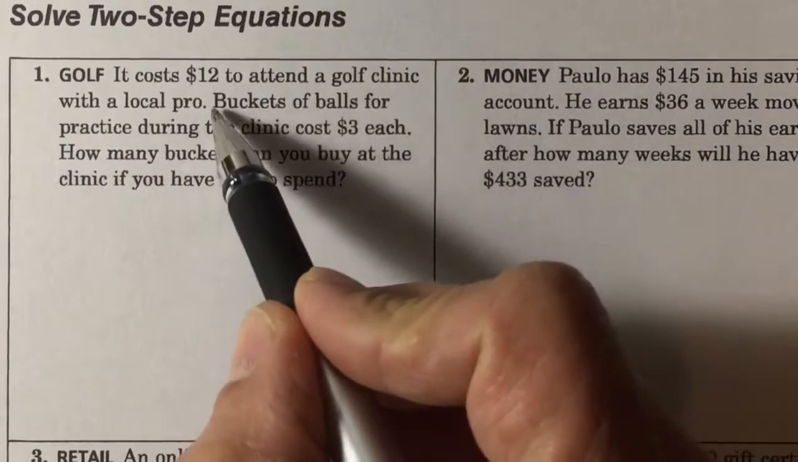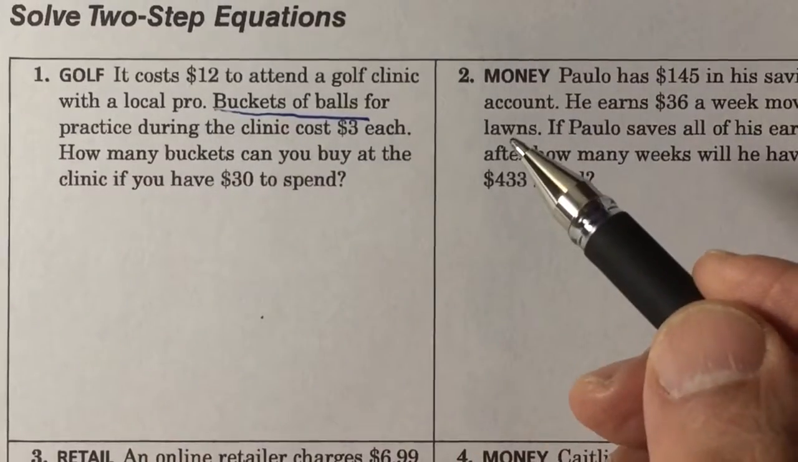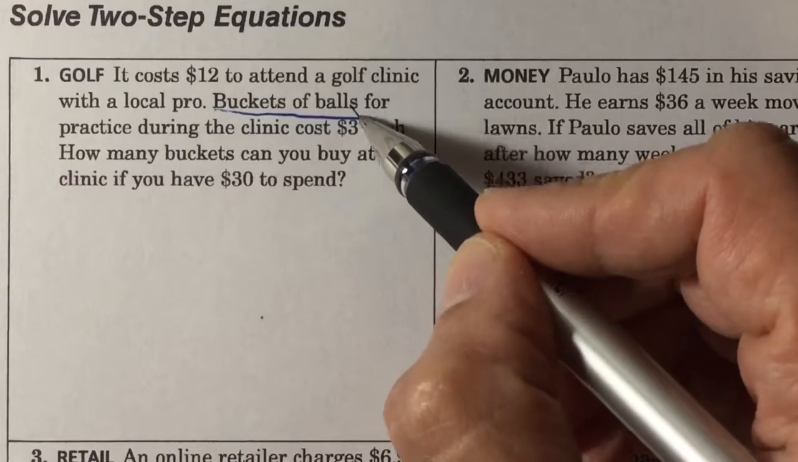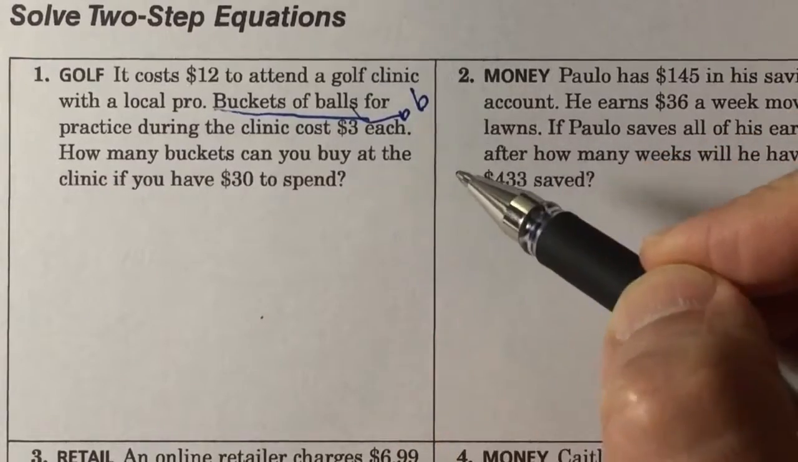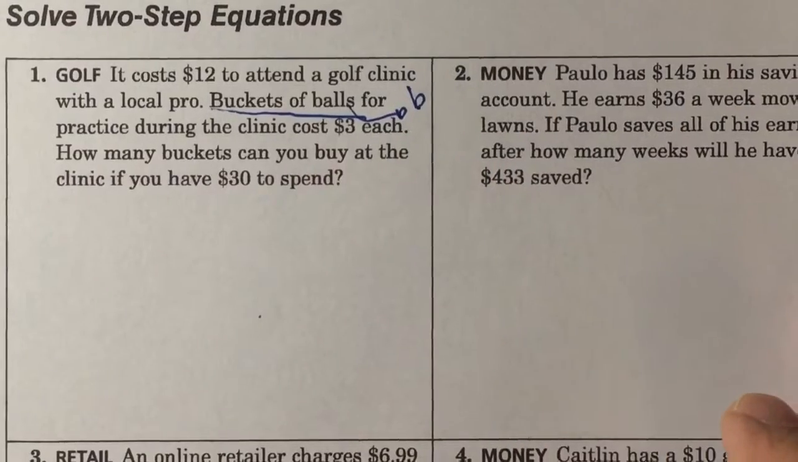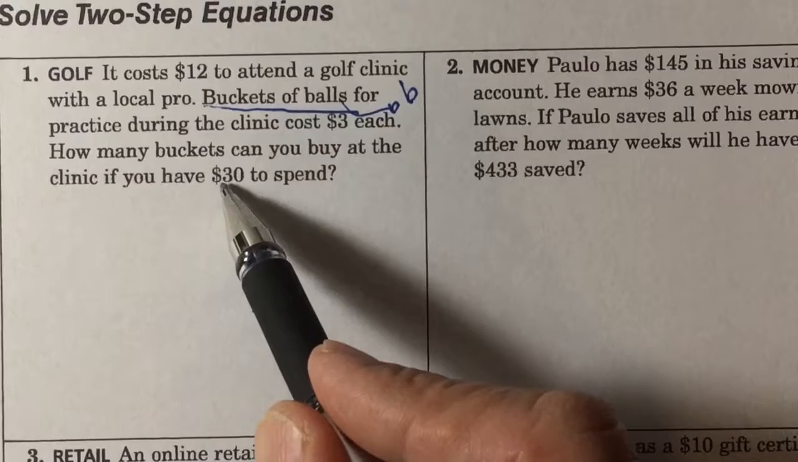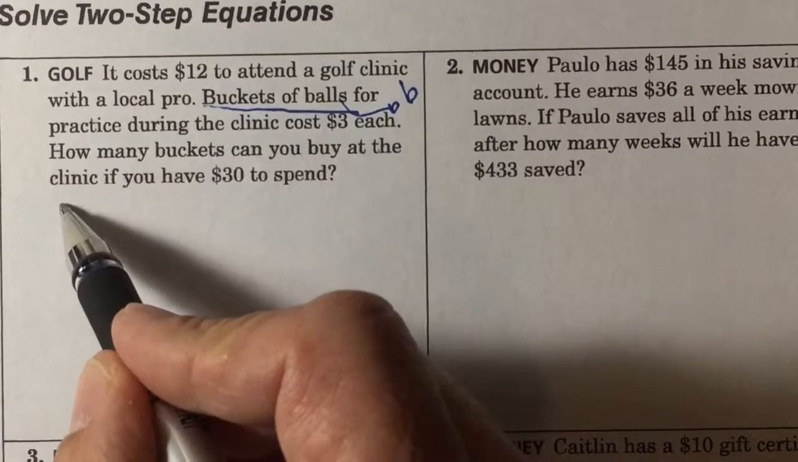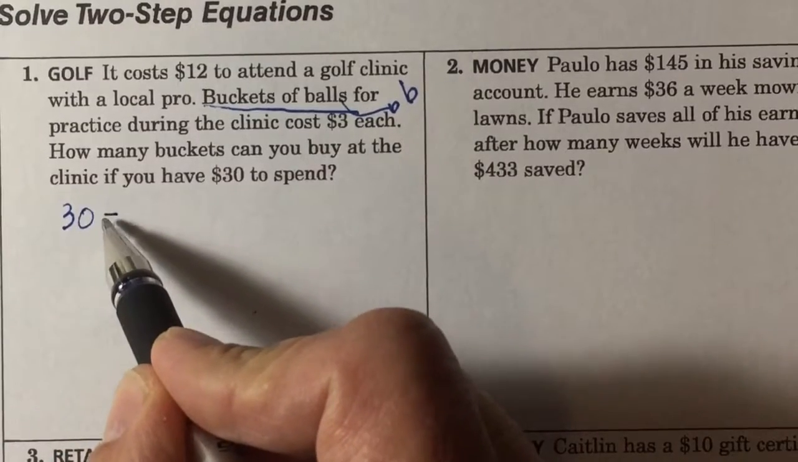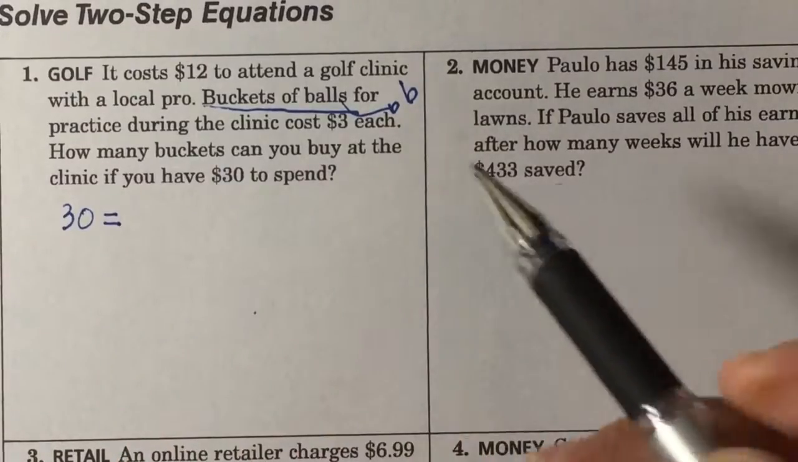Okay, buckets of balls, we need to write it with a letter. Let's say B, the number of buckets of balls, okay? Let's start writing the equation. We have a total of $30 to spend. So this total of $30 is going to be equal to what? What I'm going to be spending? What is going to be my cost?